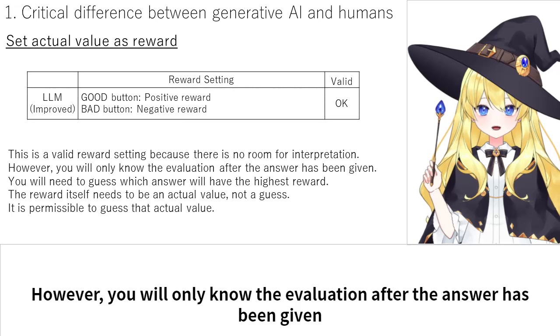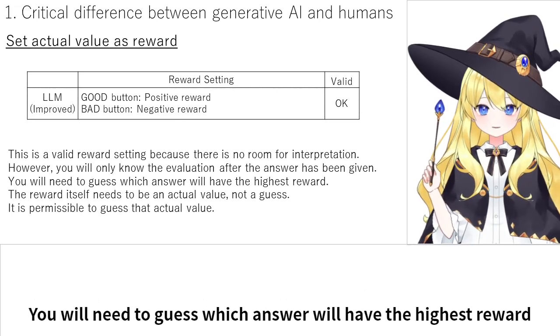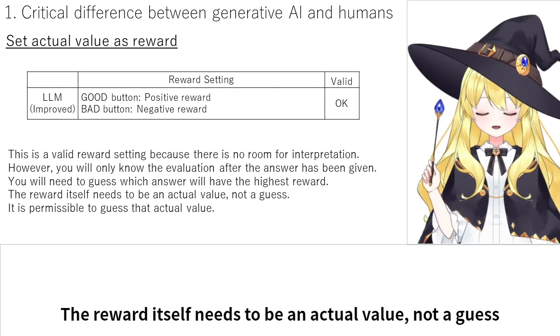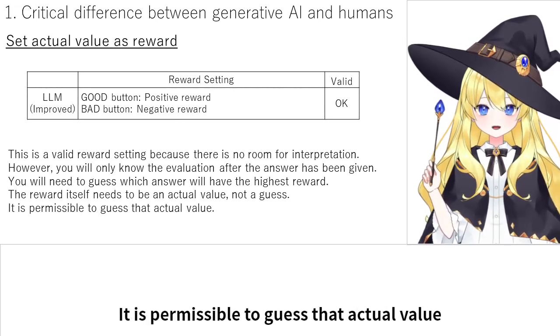However, you will only know the evaluation after the answer has been given. You will need to guess which answer will have the highest reward. The reward itself needs to be an actual value, not a guess. It is permissible to guess that actual value.